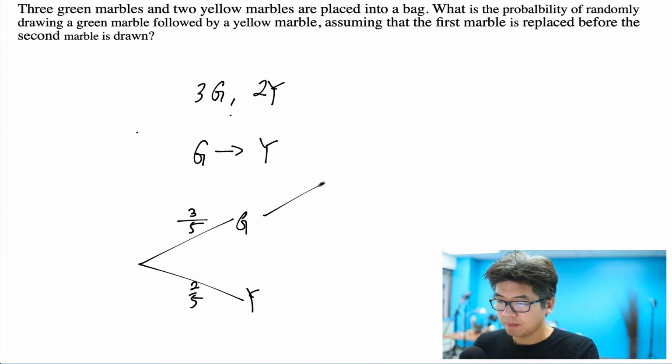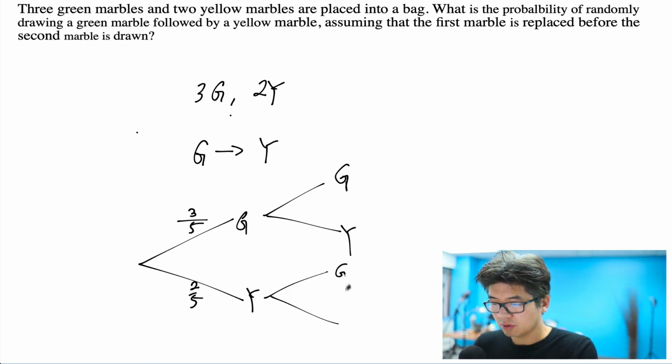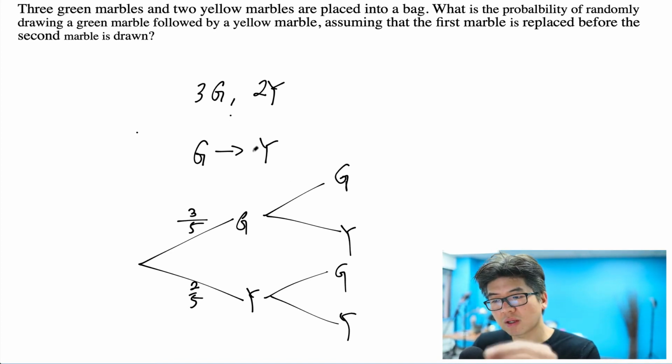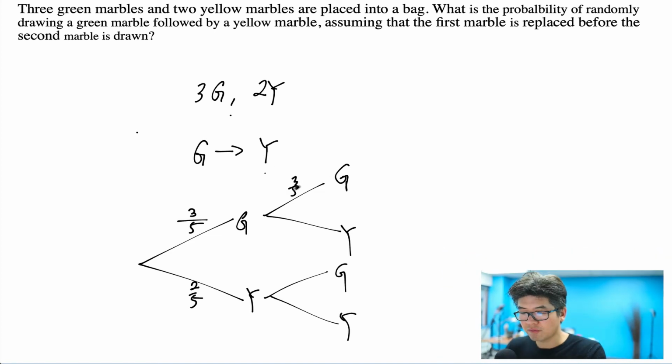Okay, and then we actually put the marble back in, the one we picked out. So next, green, right, yellow, green, and yellow. It's going to be the exact same probability. Nothing changed, right? We still have the exact same number of green and exact same number of yellow. We get 3 over 5, 2 over 5, 3 over 5, 2 over 5 here.